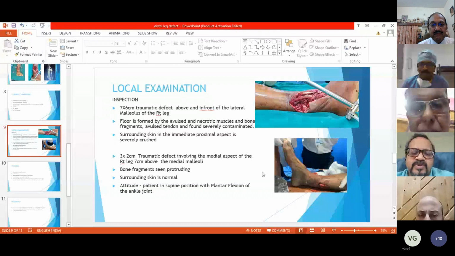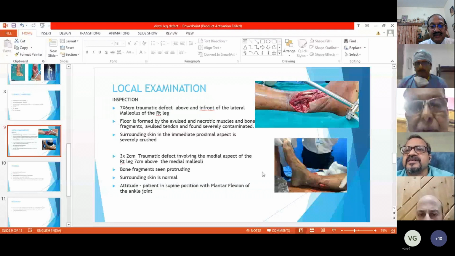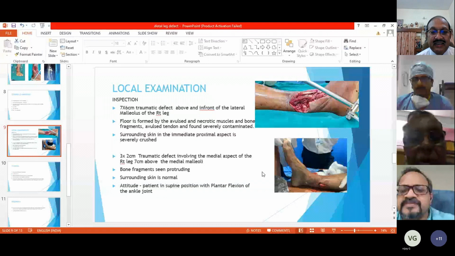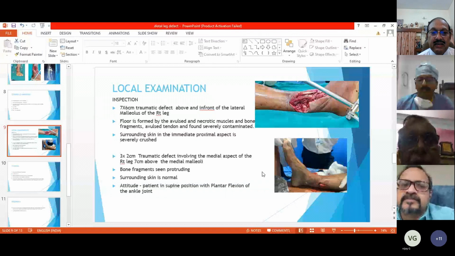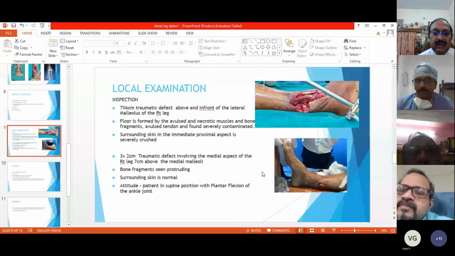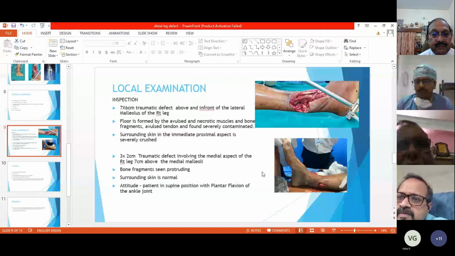So can I have a comment on him? Please. Yes. Thank you very much. Presentation was very good as far as the exam is concerned. But I have a few points to make. Number one, after debridement, you have not told the true defect in measurements. Number two, when you do not have a true measurement of the defect, obviously the flap you are going to design, you cannot make it.